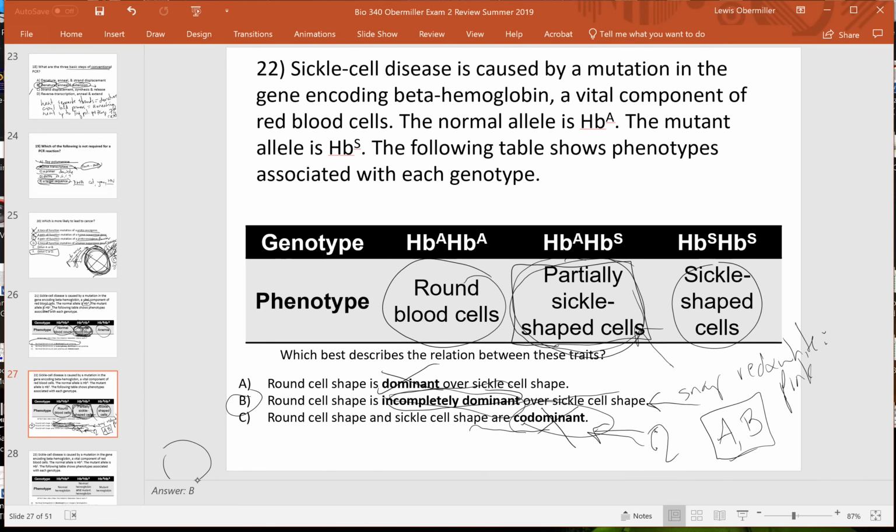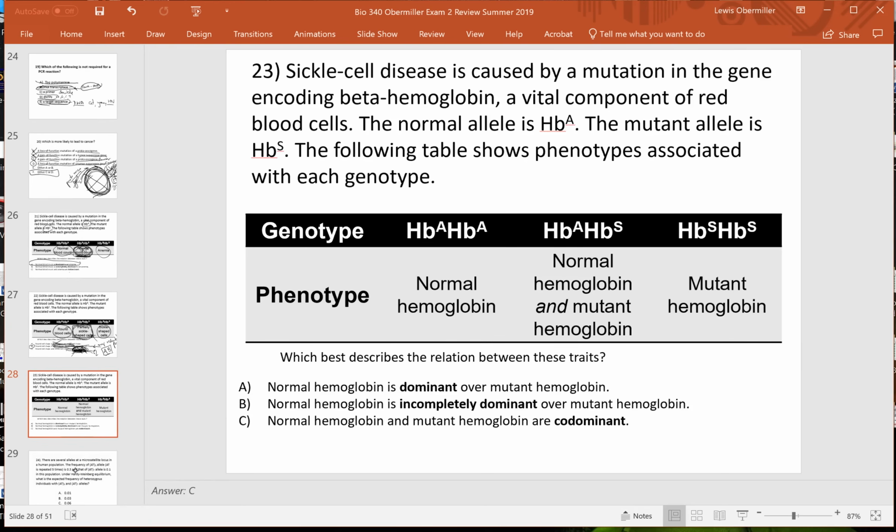If you shrunk yourself down to the cell level where the proteins were made, then you can maybe argue codominance. But if you put this, you better tell me that you're shrinking yourself down to the level of where the protein's being synthesized to call it codominant. All right.